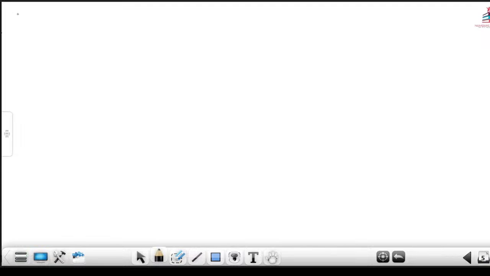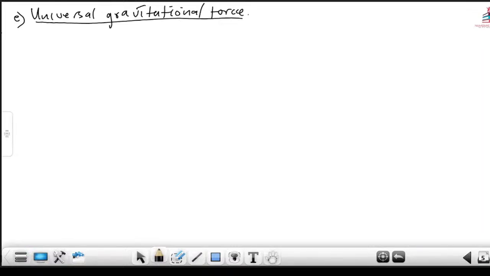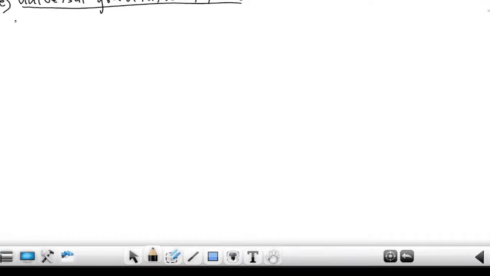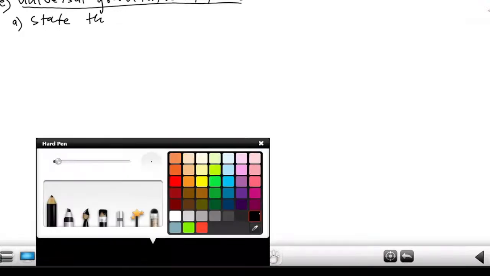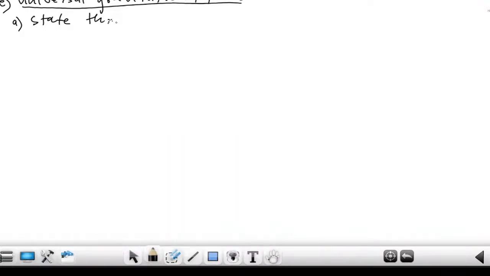Ladies and gentlemen, without wasting any time, let's go to E. This is the law of universal gravitational force. What does it say? First thing here, it's stating the law. State the law. Very, very important.